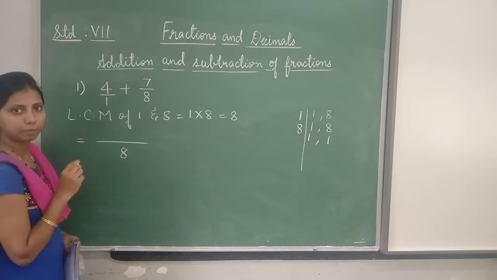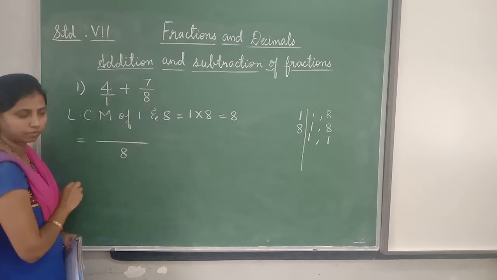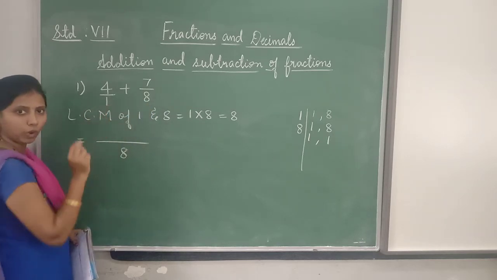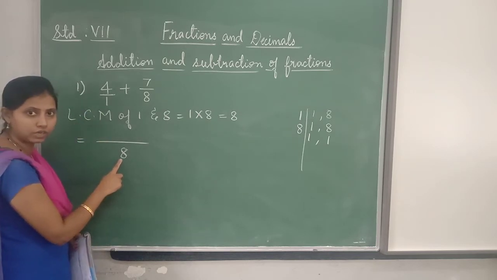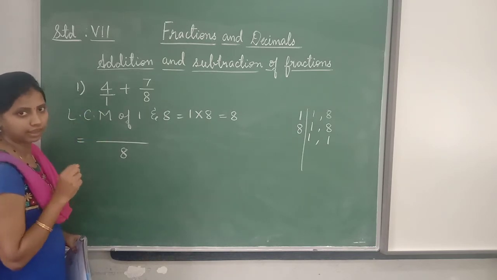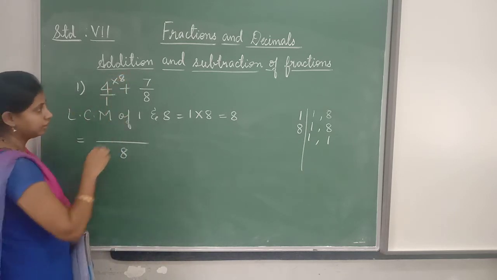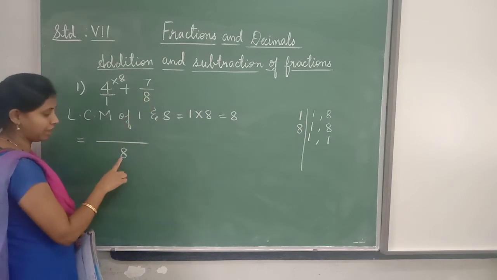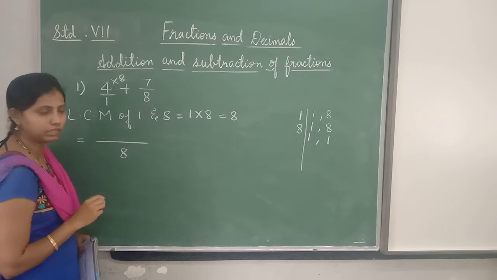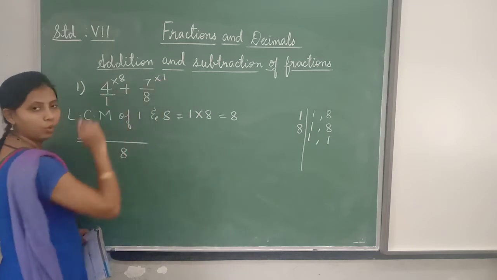Now, next step. See the denominators of both the fractions. First fraction denominator is 1. To this one, what if I multiply? I am going to get 8, children. 1 eights are 8. So write here into 8. Then next denominator is 8. To this 8, what if I multiply? I am going to get this denominator as 8. 8 ones are 8. Okay, children. So write here into 1.